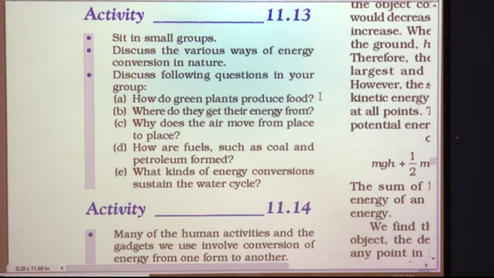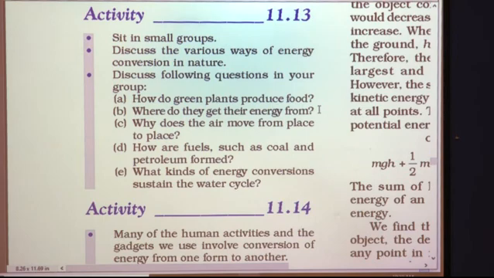What are the raw materials? They require solar energy, carbon dioxide, water, etc. So, the next question is, where do they get their energy from? They get their energy from the sun, isn't it? The energy obtained from the sun is called solar energy.